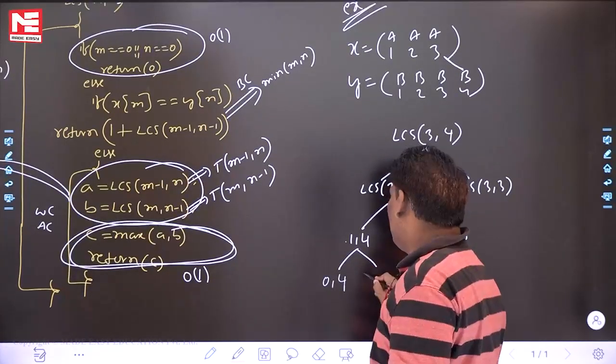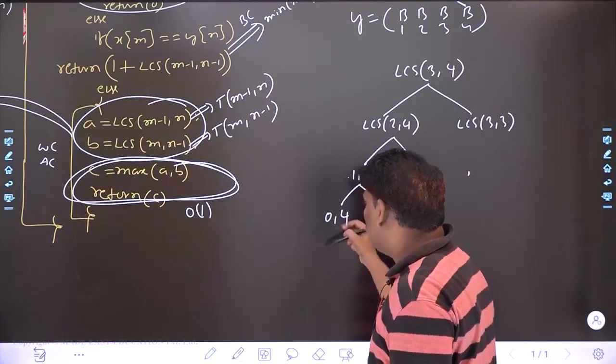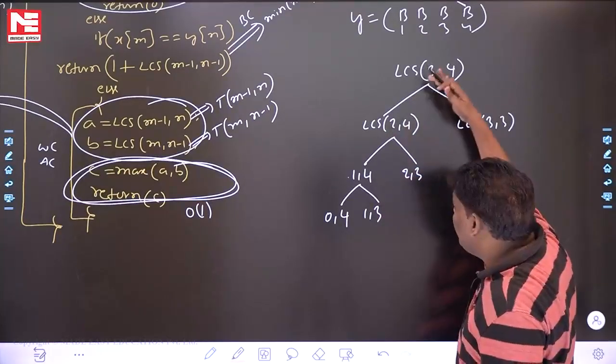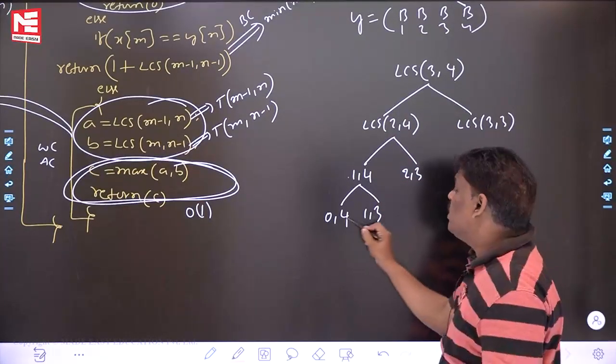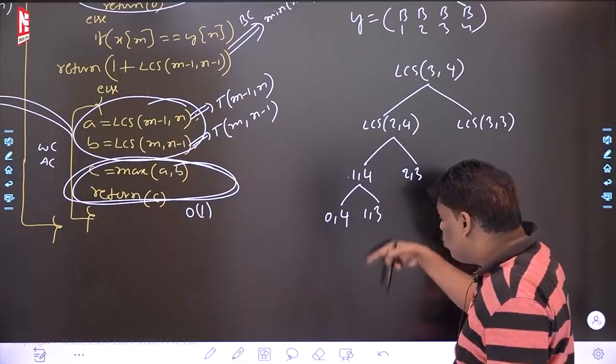0, 4 and 1, 3. Because one of them is 0, that one stops. But this one is still going. I want to know how many levels there are in this tree. That is the reason, because he stopped, I am going here. Otherwise I could have continued. He is still going, which means some more levels may come.